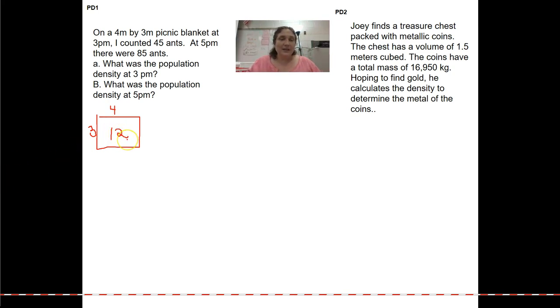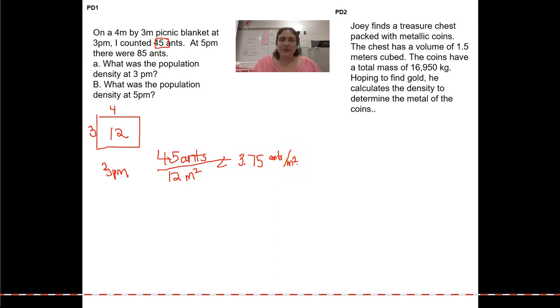Whenever we do population density, it's always the number of people, or in this case, the number of ants, divided by whatever our area is. So at 3 p.m., we know that there were 45 ants. That means we had 45 ants on a blanket that was 12 square meters. Now, ideally, you would reduce this fraction. So all you can do is just do 45 divided by 12, and that gives us 3.75. So there were 3.75 ants per 1 square meter.